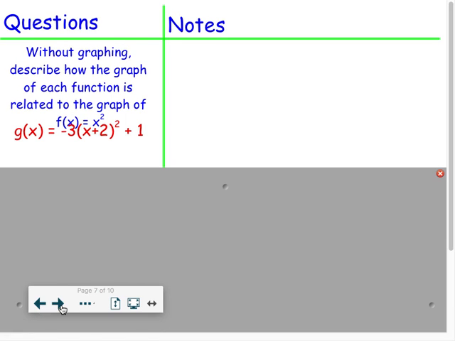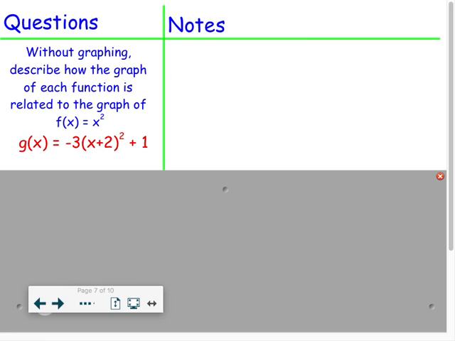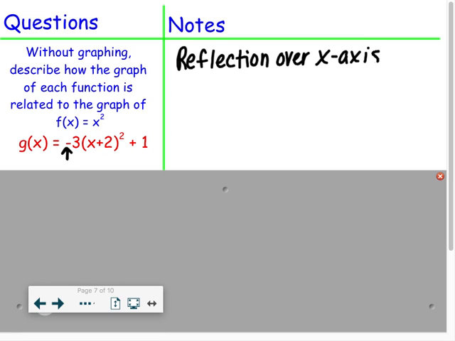Our last 2 have more changes happening. This is the hardest one, I would say, when there's this many changes. So starting with the negative sign, not the 3. The negative sign is a reflection over the x-axis. Then the 3 is a dilation. So that negative 3 represents 2 different transformations. Dilation, and that will be stretched vertically because the absolute value is greater than 1.